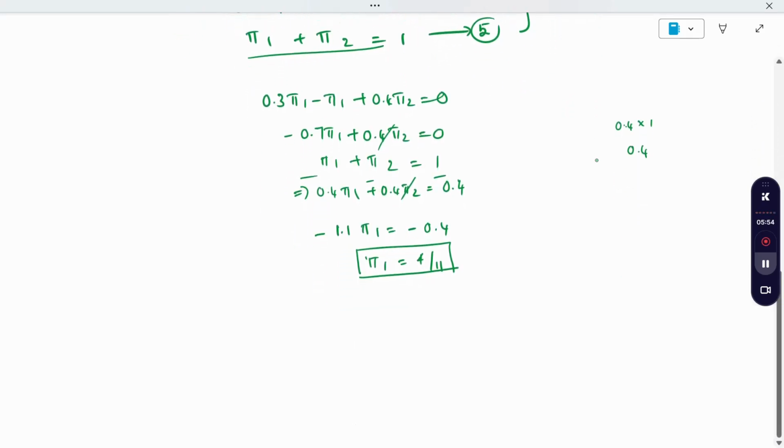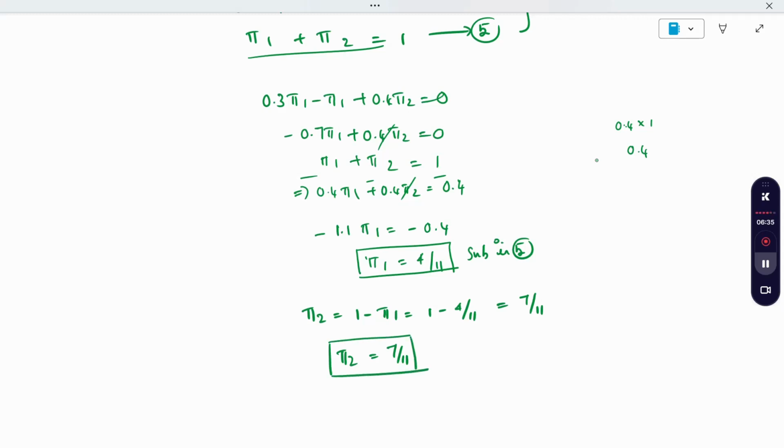Same way, pi 2 I have to substitute. I will substitute this answer in equation 5 and I will get pi 2. Pi 2 is 1 minus pi 1, so I am getting pi 2 to be 7 by 11.